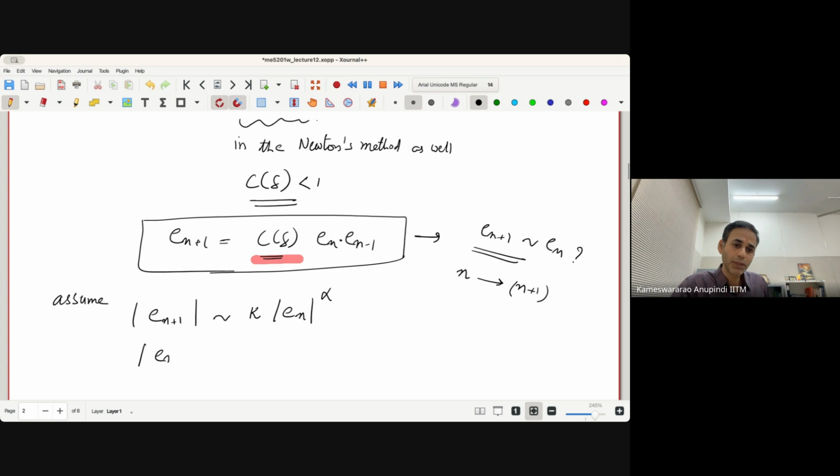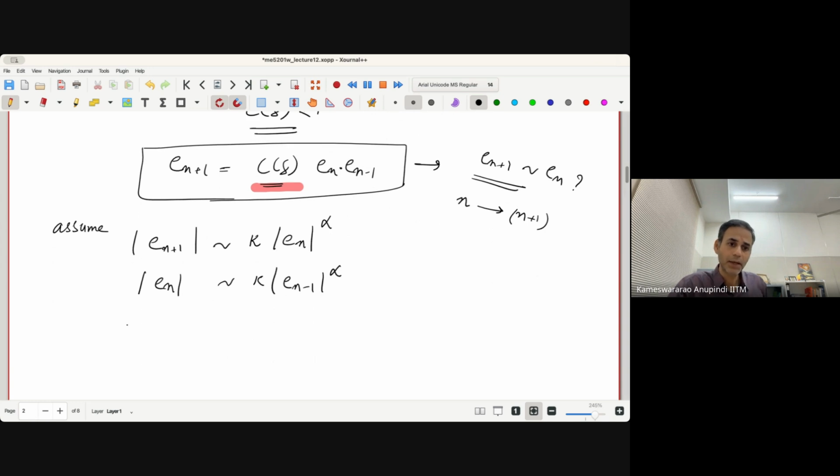Then similarly, inspired by the same equation I have, I can also assume that e_n goes as k times e_{n-1} to the power alpha, right? If this is the case, I can write the error at n minus 1 from the above equation as going as the error at n divided by k, to the power 1 by alpha, right? I simply wrote an expression for the modulus of e_{n-1}, okay? That means now I have expressions for e_{n+1} in terms of e_n, and e_{n-1} in terms of e_n. Then I can go back to this equation and substitute for them.